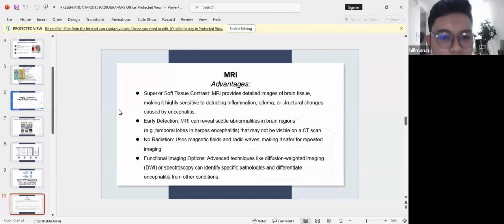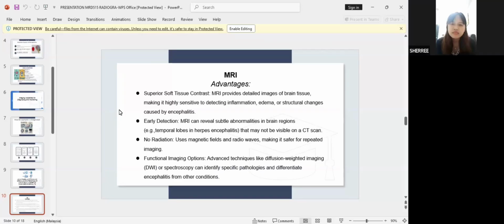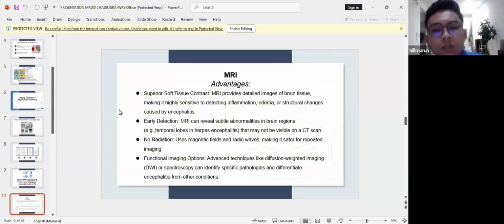Other than that, as you all know, MRI uses magnetic fields and radio waves, making it safer for repeated imaging. And last but not least, functional imaging options. Advanced techniques like diffusion weighted imaging or spectroscopy can identify specific pathologies and differentiate encephalitis from other conditions.